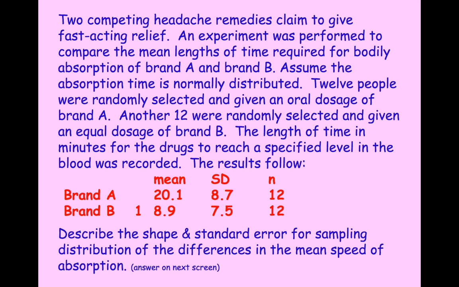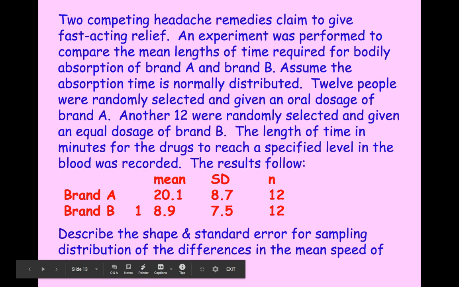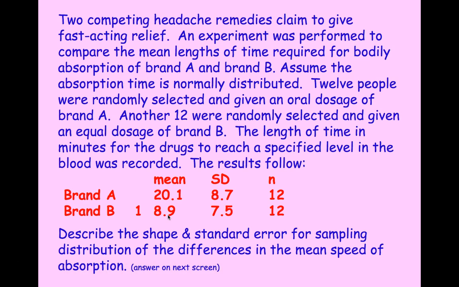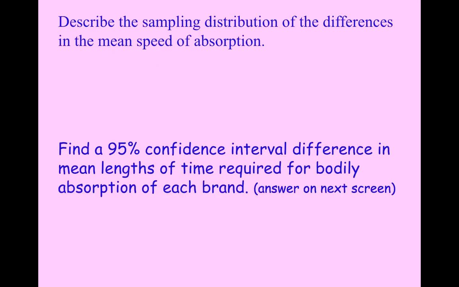So just like we did on the previous one, we would do 20.1 minus 18.9 for your mean, and your standard deviation would be the square root of A squared plus B squared. And that would give you your shape and standard error. You would look something like this: a normal distribution with, and I didn't write the mean down, but that's our standard error. Okay. Then it says, given a 95% confidence interval, the difference in the mean lengths of time required for bodily absorption.